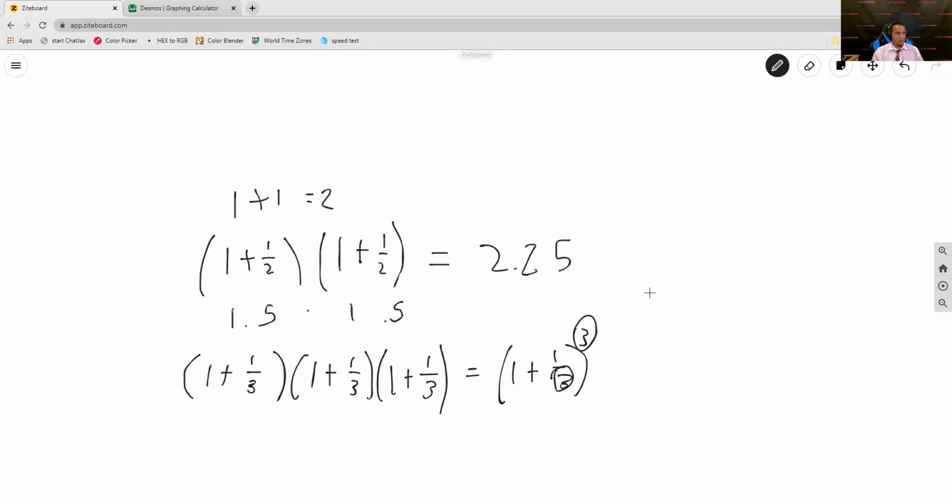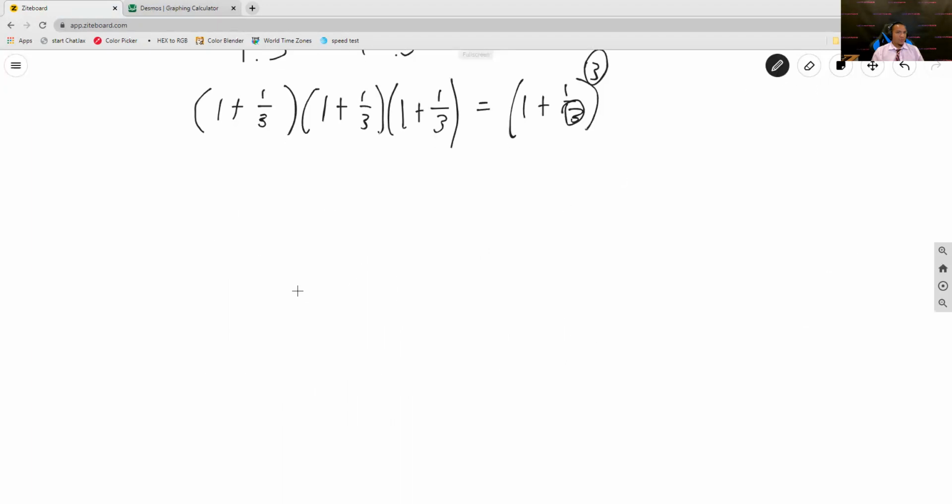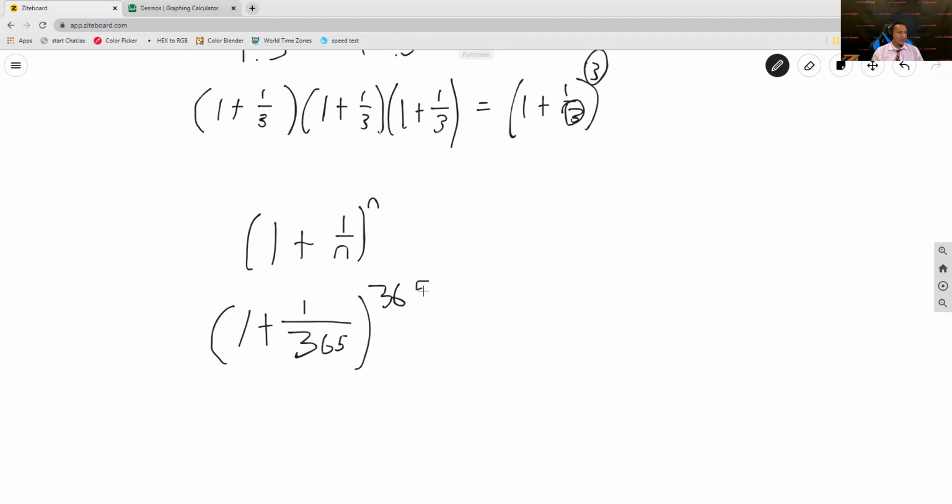A general formula for this would be 1 plus 1 over n to the n power, where n is the amount of times you're getting paid interest throughout the year. Okay, so if you were to get paid interest daily, you would have 1 plus 1 over 365 to the 365 power. And that's going to give you some number.